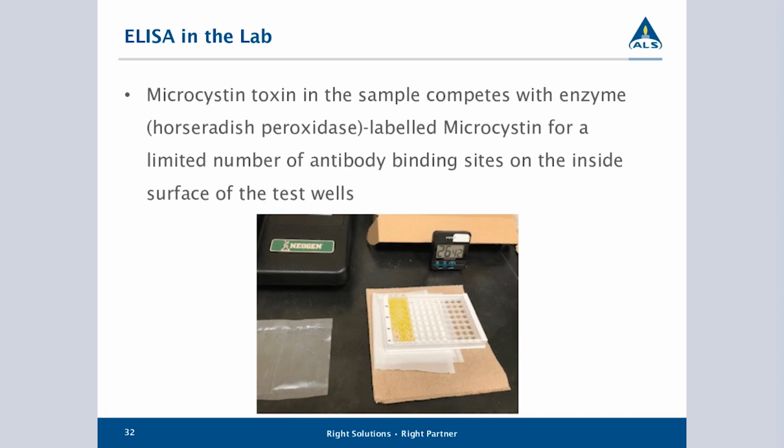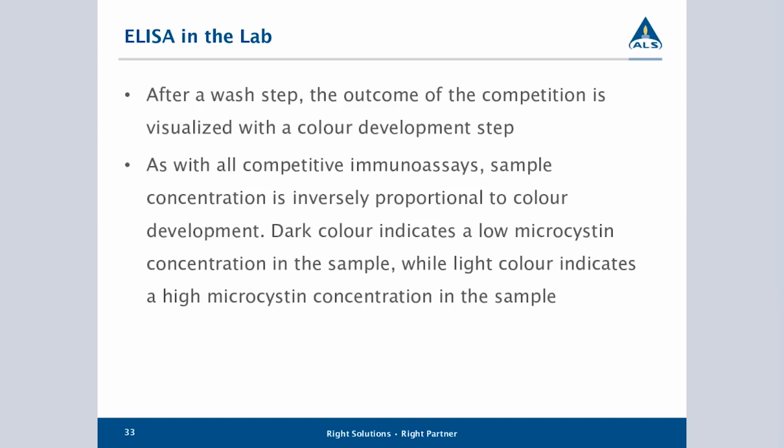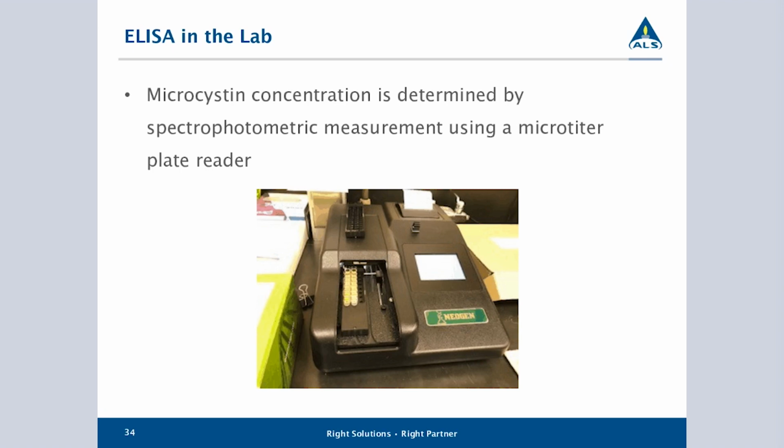What happens in the laboratory testing is microcystin toxin in the sample competes with enzyme-labeled microcystin for a limited number of antibody binding sites on the inside surface of test wells. After a wash step, the outcome of the competition is visualized with a color development step. As with all competitive immunoassays, sample concentration is inversely proportional to color development. So dark color indicates a low microcystin concentration in the sample, while light color indicates a high microcystin concentration in the sample.